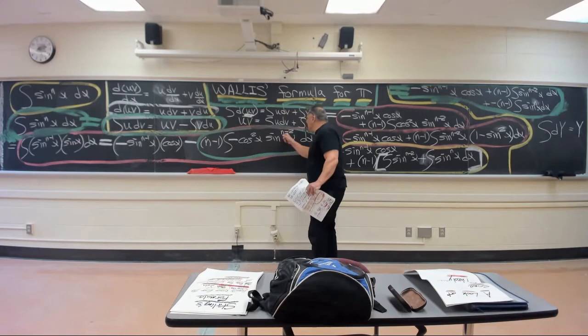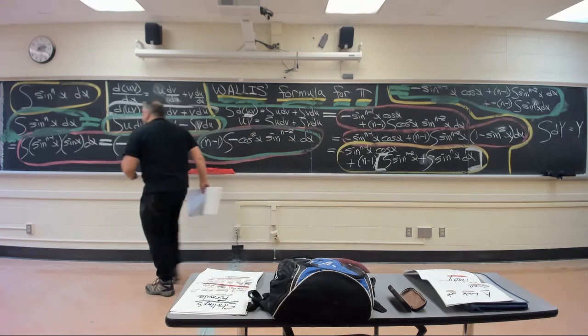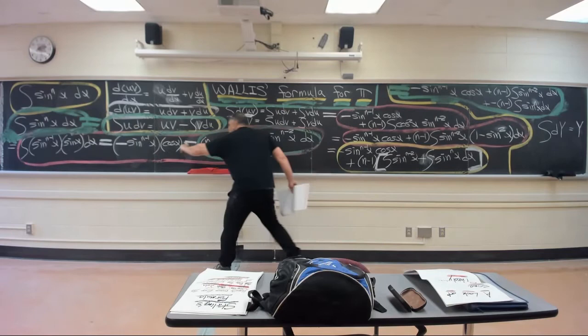This is sine to the n minus 2, so it's 2 smaller than what we initially had up here. Remember, this was the initial situation, my friends. This is the initial situation of everything. And that's 2 smaller, and I got this. That drops out. Aha.